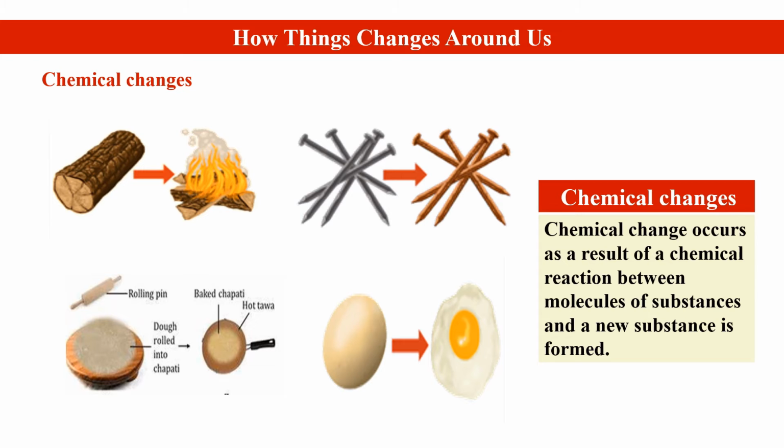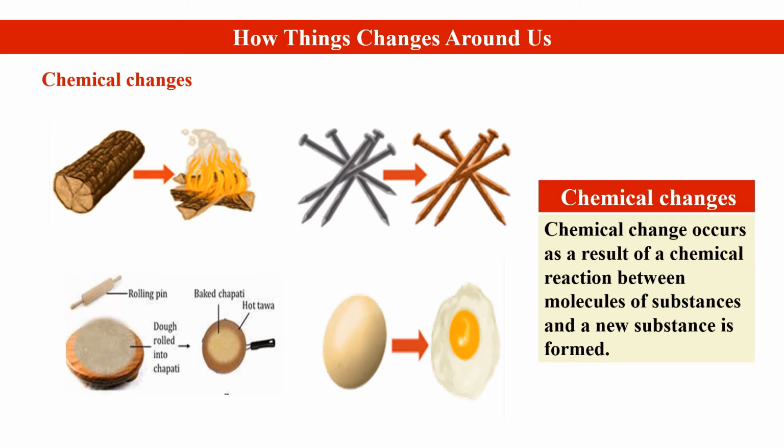The same way, iron objects turn into a new form, rust. The same way, upon baking of chapati, you get a new product, which is cooked chapati. So it is not the same as it was in the dough form. The same way, upon boiling of an egg, the texture changes.